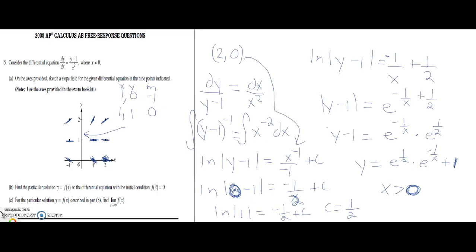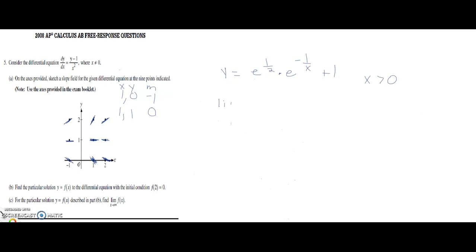Okay, please give me a second while I clear the canvas so we can do part C. We found the equation. Let me write that down. y equals e to the 1/2 times e to the negative 1 over x, plus 1, for x is greater than 0. So over here it says for the particular solution y equals f of x described in part B, find the limit as x approaches infinity.